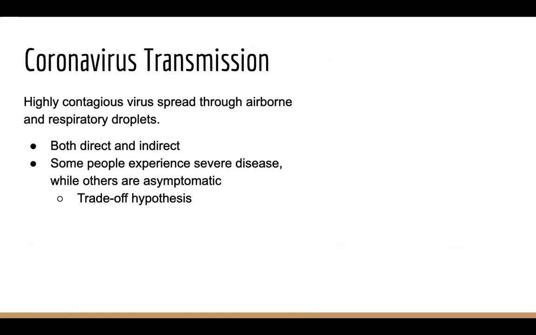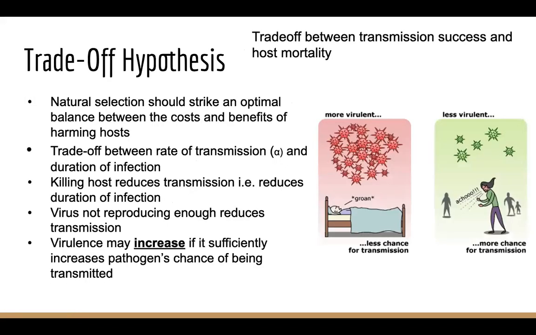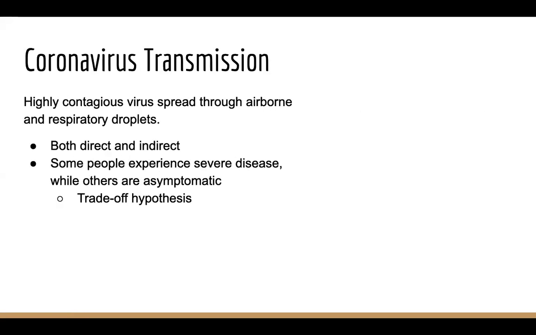Coronavirus, we know that it can be spread through both airborne transmission, which is considered indirect, and respiratory droplets, which is direct. Some people will experience severe disease while others are asymptomatic. Going back to the trade-off hypothesis, there is the trade-off between the mortality of the host and the success of transmission, depending on how virulent the virus is.